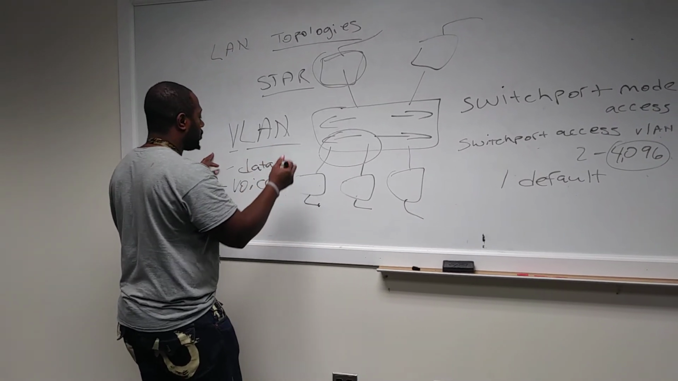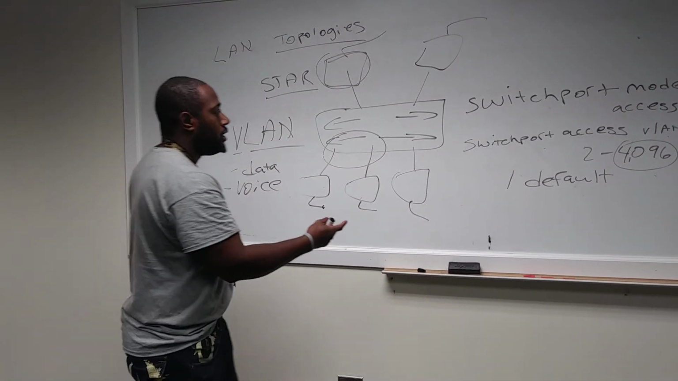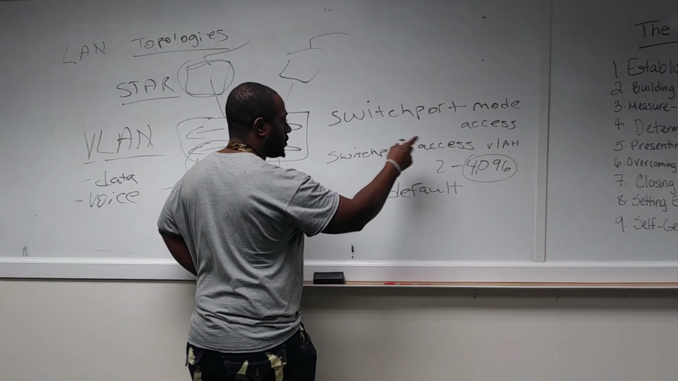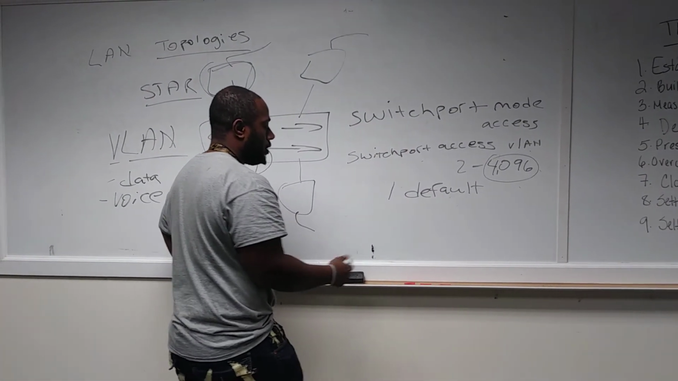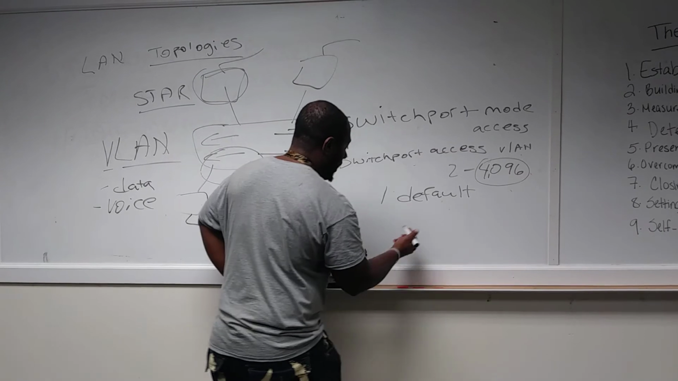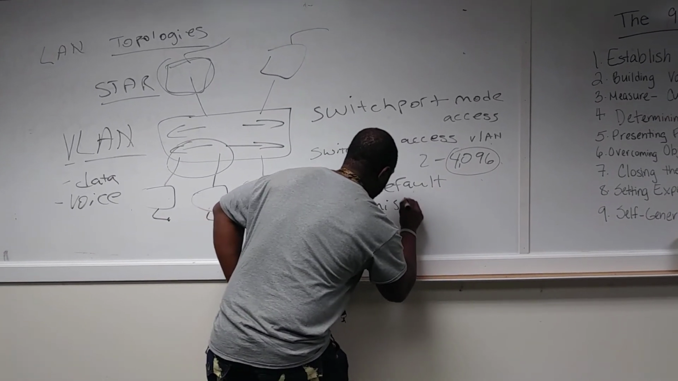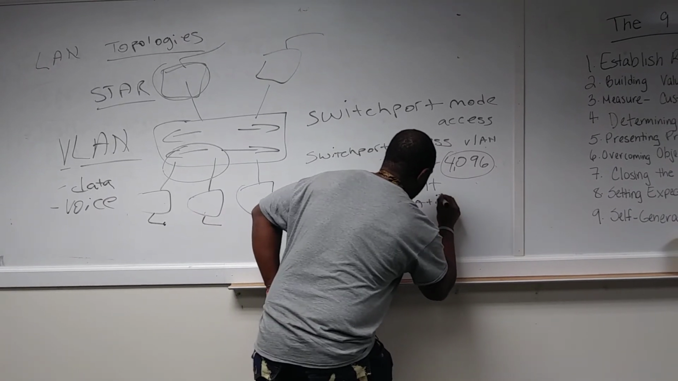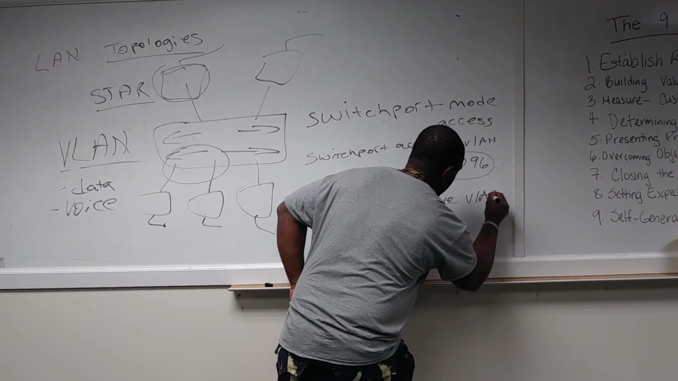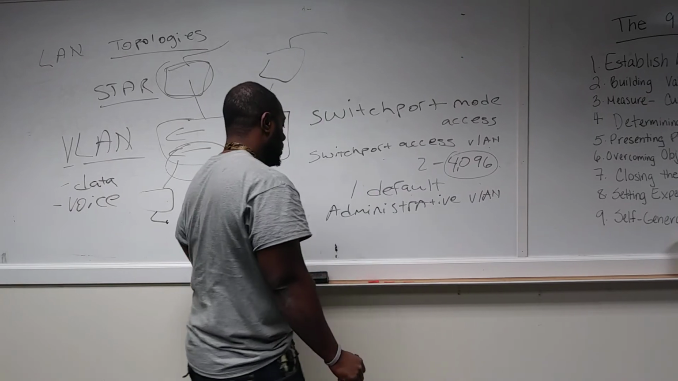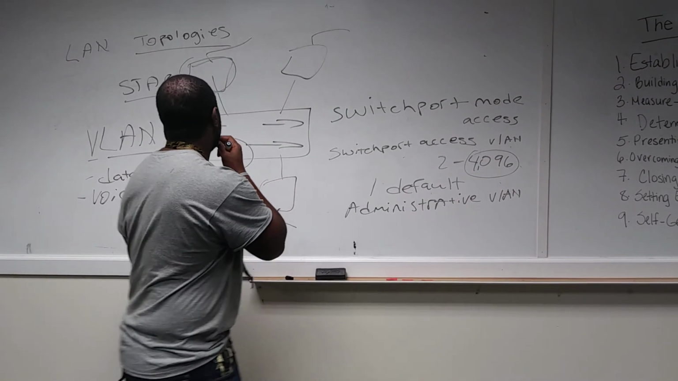VLAN, virtual local area network. These are the commands: switchport mode access, switchport access vlan. VLAN 1 is the default VLAN, and the default VLAN is also called the administrative VLAN.